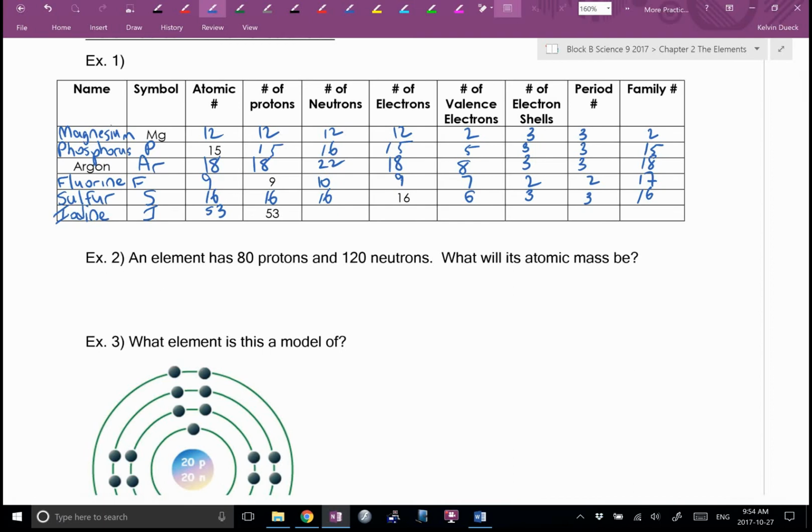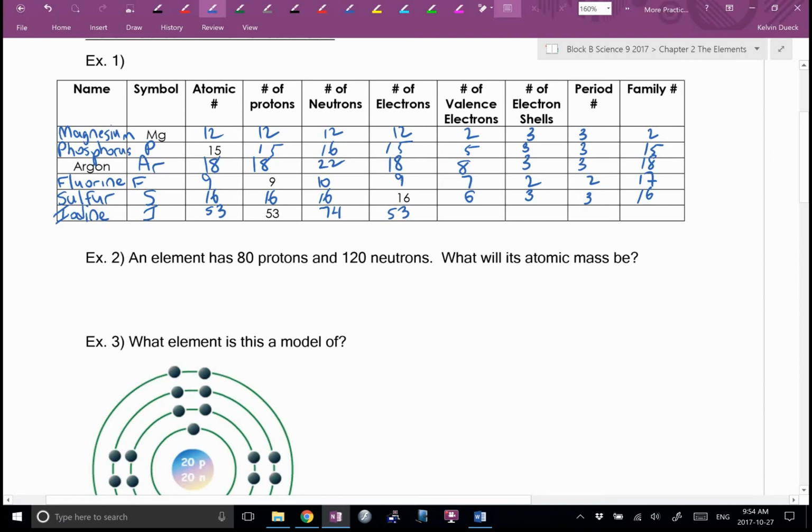Number of neutrons. Oh, I'm going to have to do some math here. 126.9, 127, take away 53, 74, is that right? Yeah. And I've said you can bring a calculator. You can't use your phone as a calculator. You can bring your calculator to the test if you want to. Number of electrons, 53.